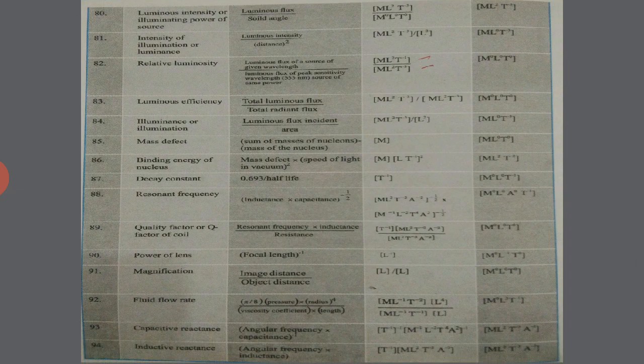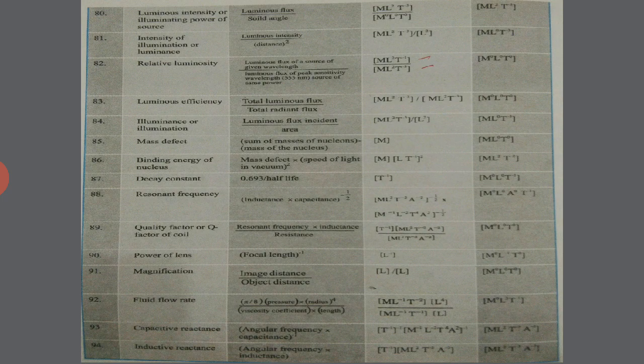We are in the last segment of the formulas over there. Okay, try to learn more and more formulas so that you can be in a good position to score very good marks. Okay, for example, you can see in the 90th formula, power of a lens, it is inverse of focal length. Length we know, it is L inverse, so M0 L minus 1 T0 it will become.